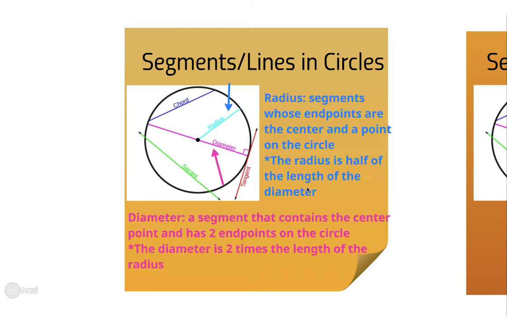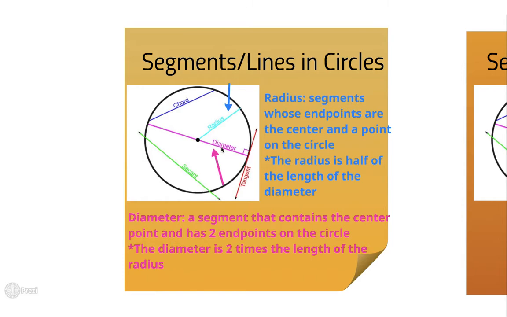A diameter is a segment in the circle that starts from one end of the circle, hits the center point, and then bam, hits the other side of the circle. So it's a segment that contains the center point and has two endpoints on the circle. So a diameter has to hit the center. If it doesn't hit the center, it's going to be considered a different segment, which we'll talk about in a moment. So a diameter is broken down into two radii. Radii is plural for radius.